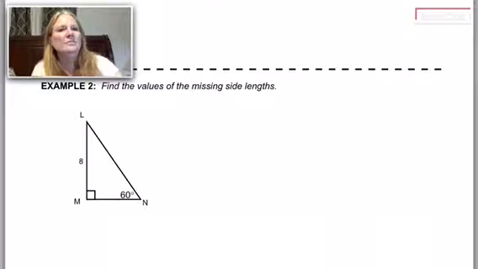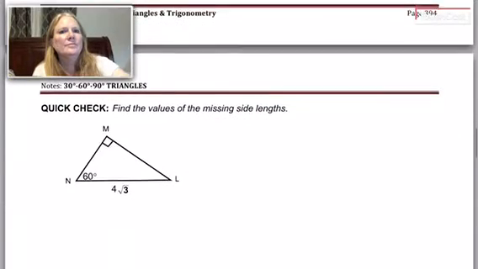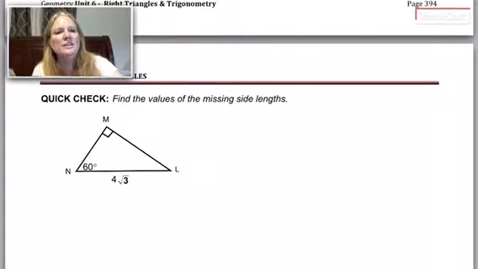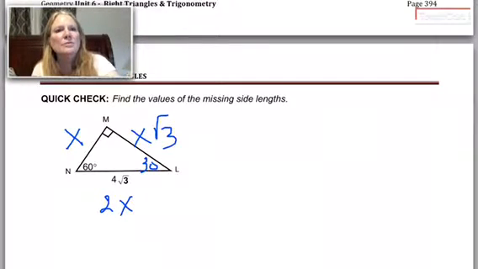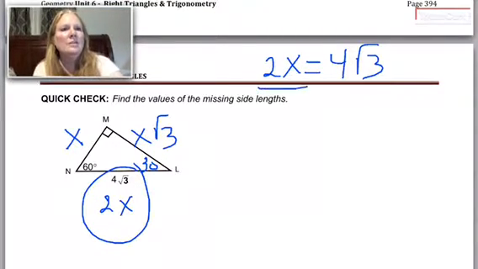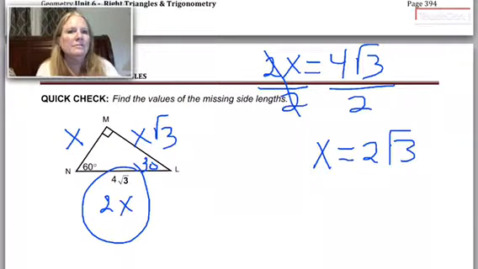Let's look at another one. Hopefully, if you will write these down, they become much, much easier, especially if you will label your picture. So here's my 30. So this is x, this is 2x, and this is x times the square root of 3. So my picture is telling me that 2x is equal to 4 times the square root of 3. I want to find x, so I divide both sides by 2. And x is equal to 2 times the square root of 3.